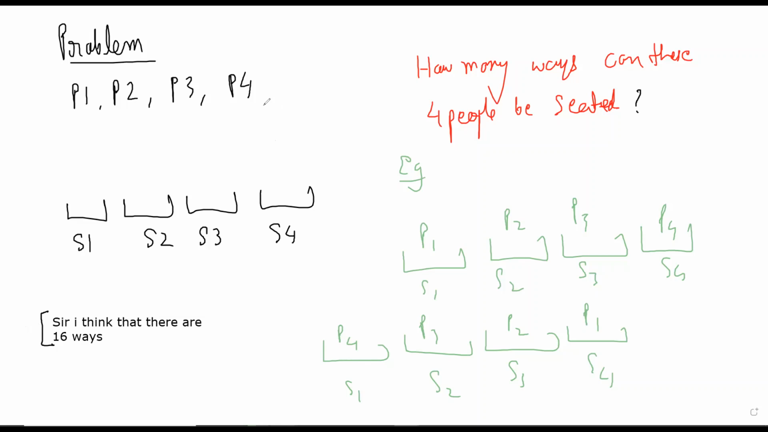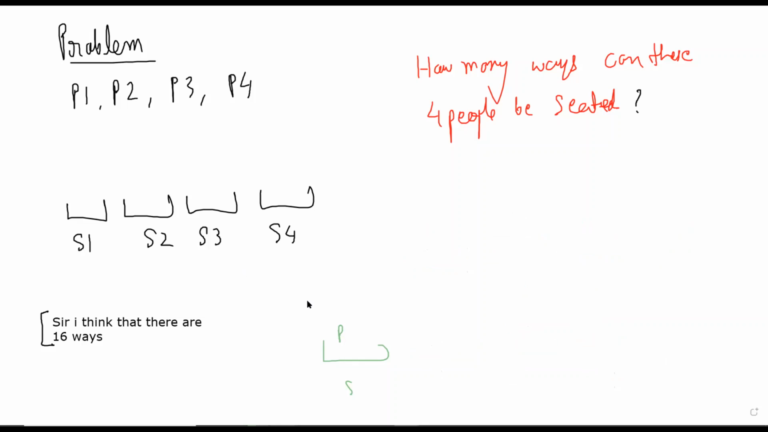In every pattern, the first person can sit in S1, S2, S3, S4. Then person 2 can sit on S1, S2, S3, S4, and person 3 can also sit on S1, S2, S3, S4, and person 4 also. So there will be 16 different ways.